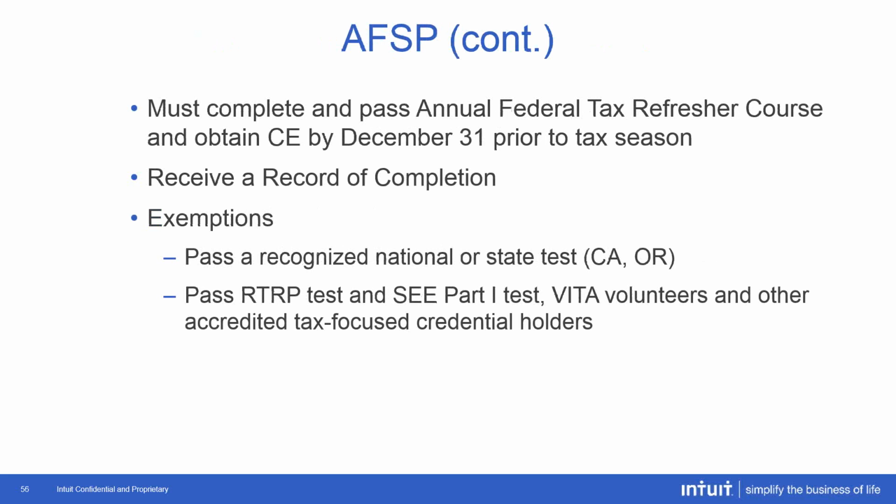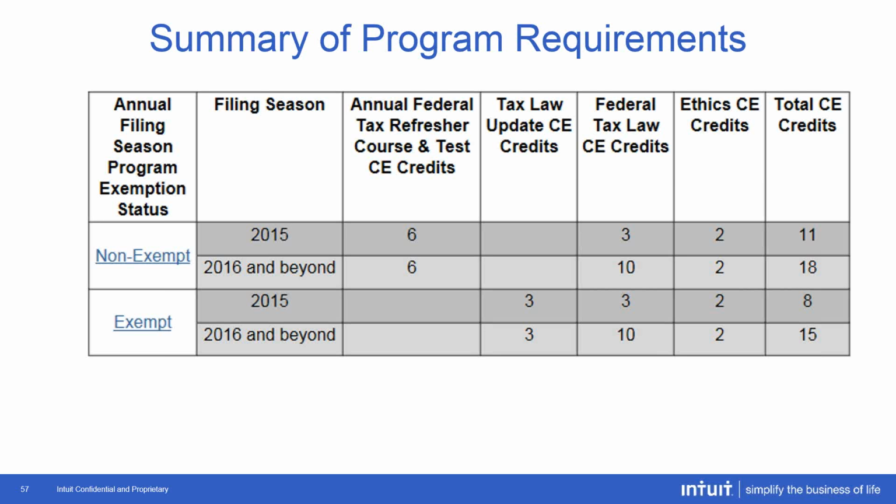You would need to complete and pass an annual federal tax refresher course and obtain CE by December 31st prior to tax season. Upon doing that, you receive a record of completion, and there are some exemptions. If you pass a recognized national or state level test, such as the ones they have in California and Oregon, if you pass the RTRP test and the SEE Part 1 test, FIDO volunteers, and other accredited tax-focused credential holders. And those exemptions are shown, or the implications are shown on this slide here.